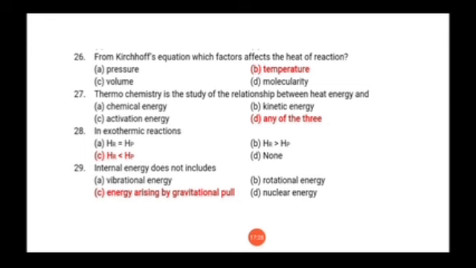So we know that internal energy is a mixture of energies. So it has the combination or summation of vibration energy, rotational energy, translation energy, electronic energy, nuclear energy. So options A, B and D are not correct ones. So the correct answer must be energy arising by gravitational pull, because internal energy does not bother about gravitational pull. So it has nothing to do with gravitational forces. So internal energy does not include energy arising by gravitational force.